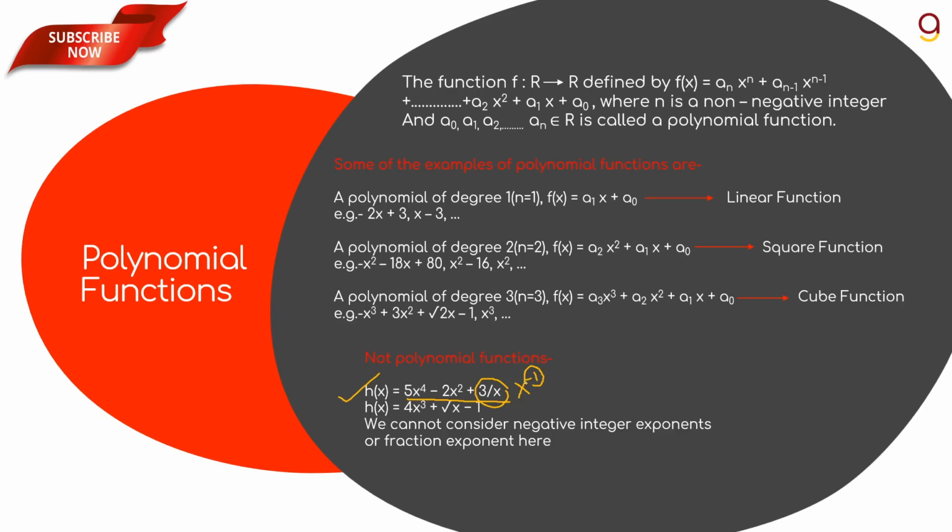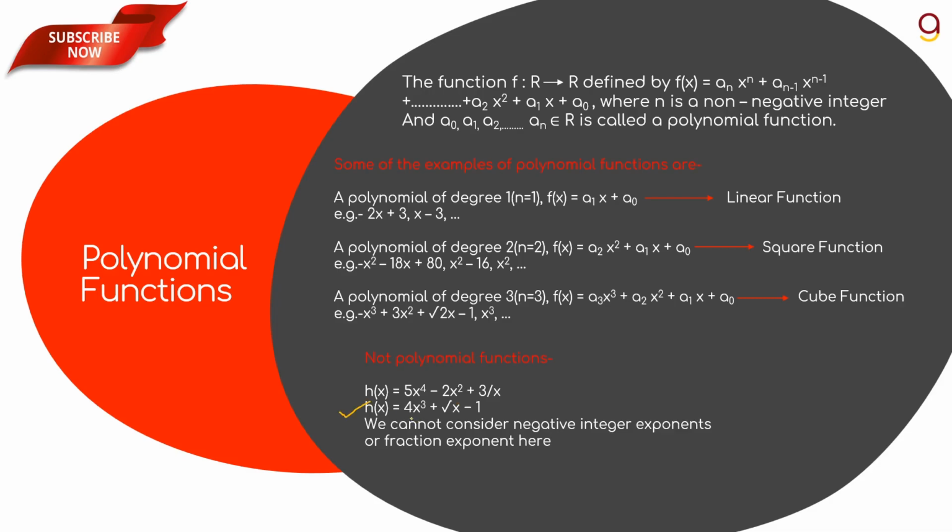But can the power of x be negative? No. The power of x cannot be negative. As we have studied here, n is a non-negative integer. N cannot be negative. But here, as n is negative, this is not a polynomial function. Fine. Now let's check the next one.